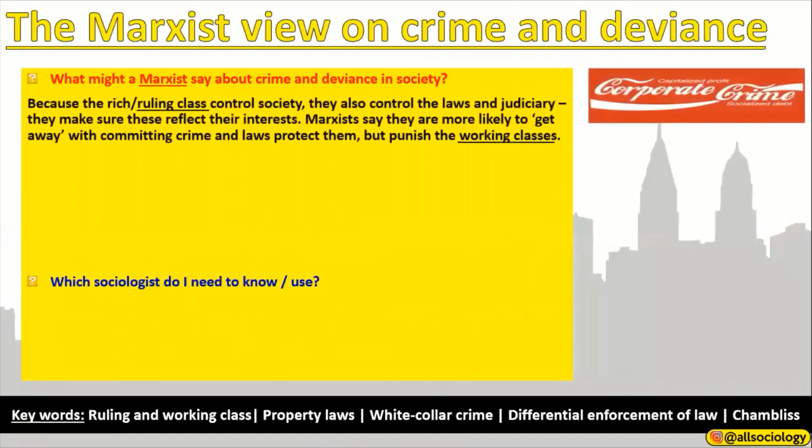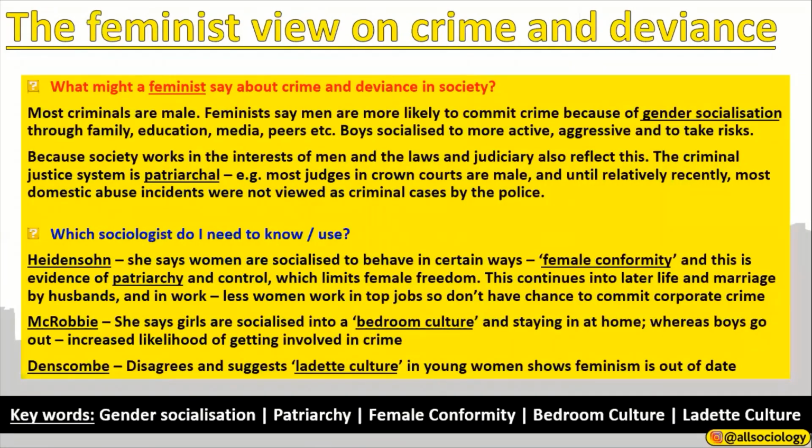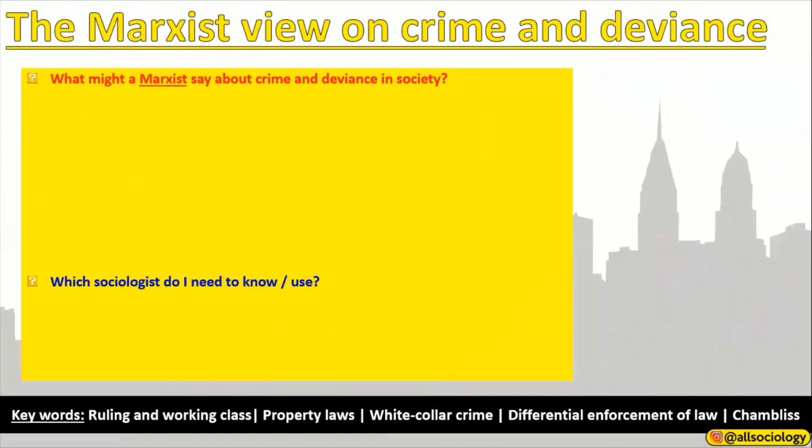I also spent a bit of time talking to you about the feminist view. So we looked at what feminists might argue, and we said basically that women are socialized differently to men, which is why men commit more crimes than women, but also that the criminal justice system can be patriarchal because it's highly led by and dominated by men.